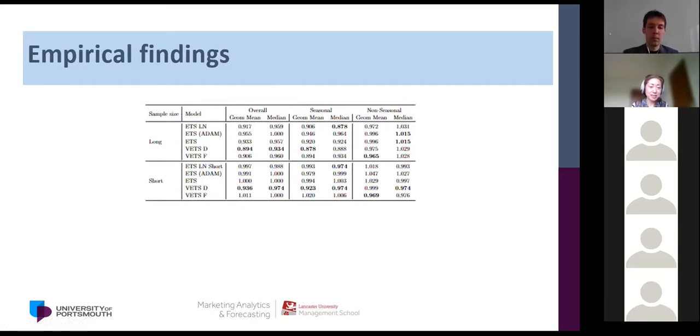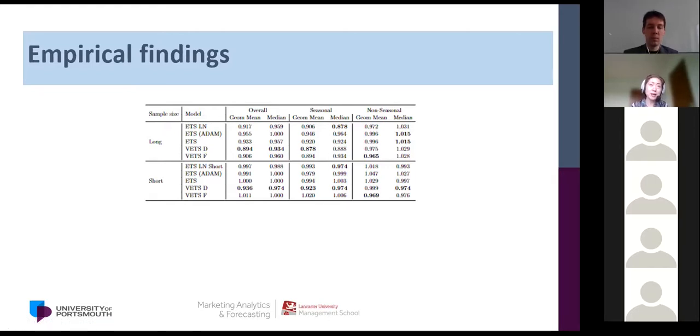Now, the findings. So I have 2 tables here. The first table shows you the 0.4 accuracy results. It is a lot to take in, so let me just take you through what we did here. So remember, in terms of the sample size, we experimented with the full data, so that's long, and the short data with only 24 months.